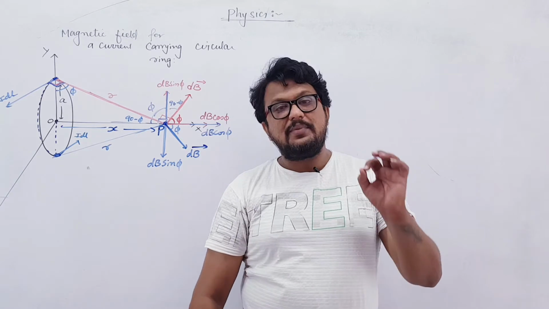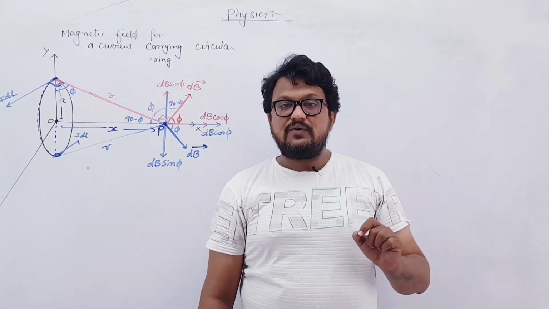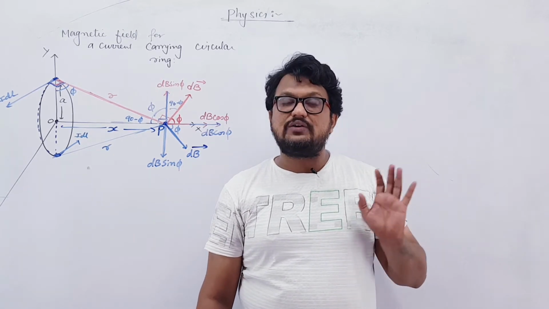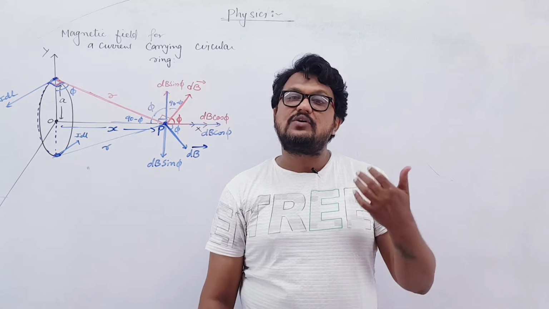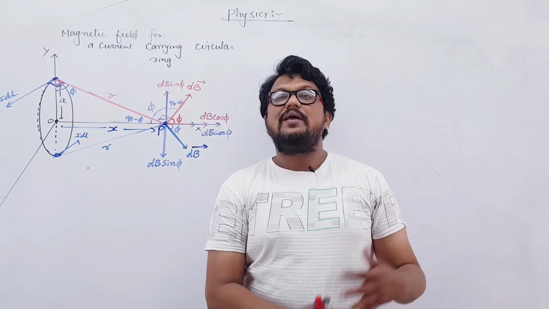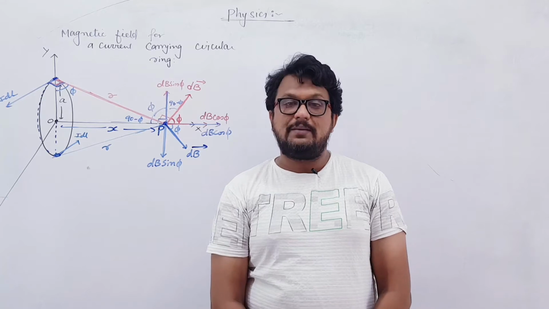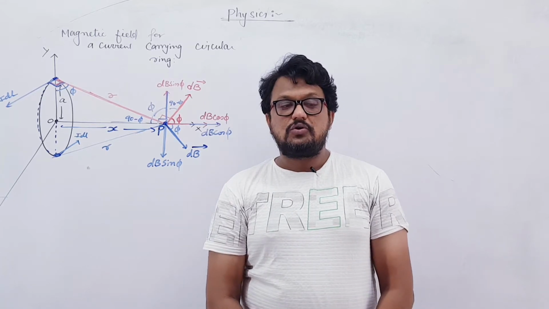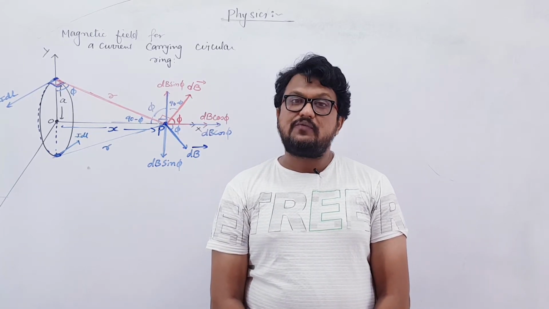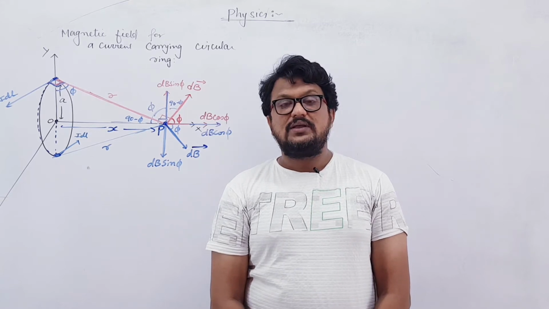You just have to remember the formula for the magnetic field due to a current carrying straight wire of finite length as well as of infinite length. Right, the infinite length case we are of course going to derive using Ampere's circuital law. So those two formulas you just have to remember for competitive exams.